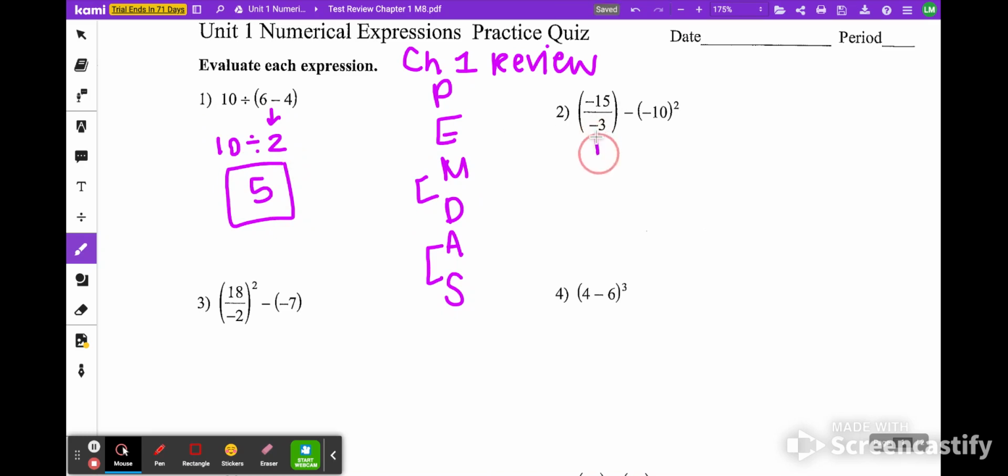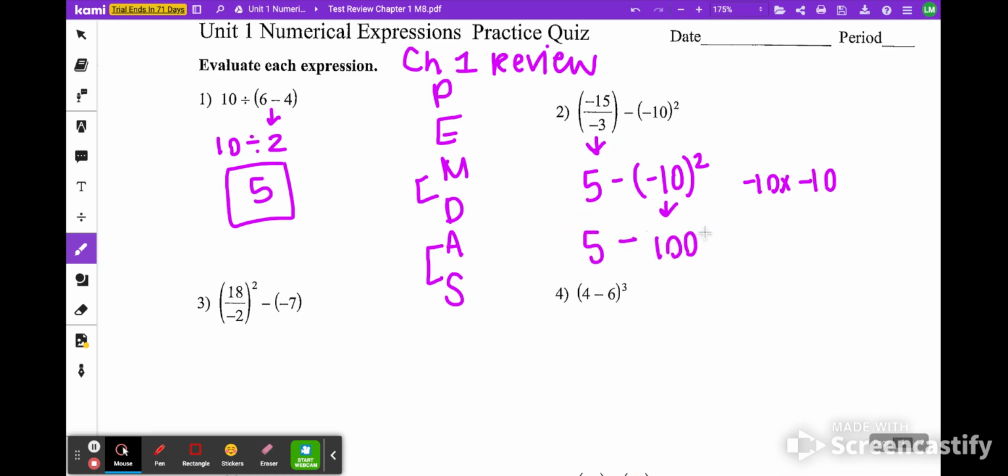Number 2, the next one we're going to deal with, again, parentheses, negative 15 divided by negative 3 is positive 5. I'm going to bring down everything just like I see it. Then I'm going to do this exponent. Negative 10 squared means negative 10 times negative 10, which is 100. So now I have 5 minus 100, which is negative 95.